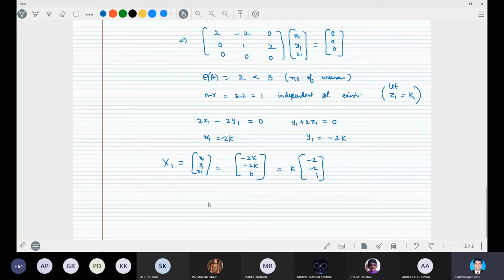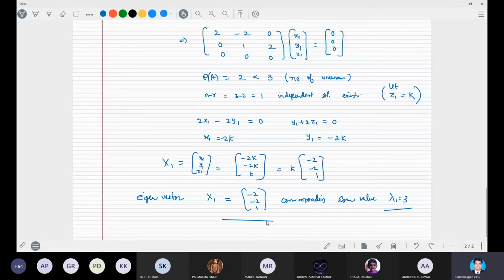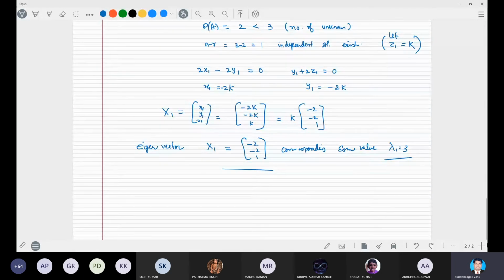So hence we can take the required eigenvector x1 is equal to minus 2 minus 2 1, corresponding to eigenvalue lambda 1 is equal to 3. Okay, this is the first eigenvalue and first eigenvector, right?